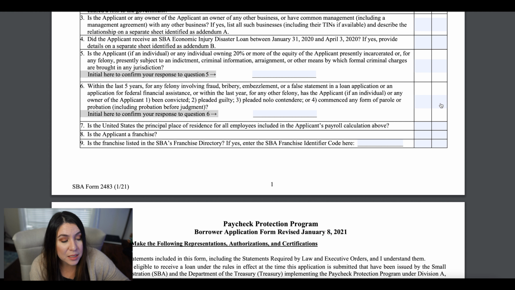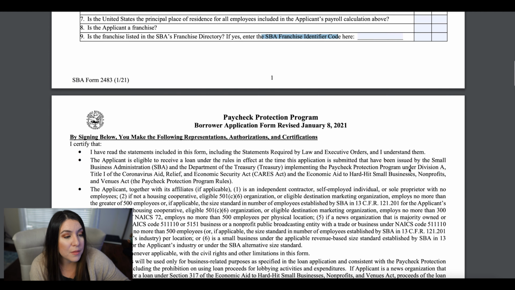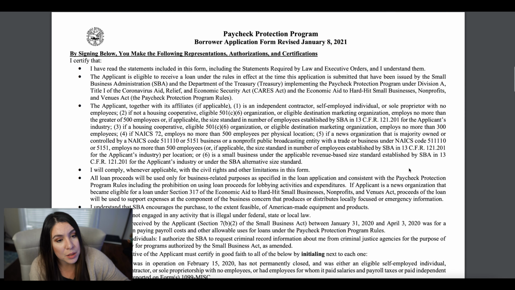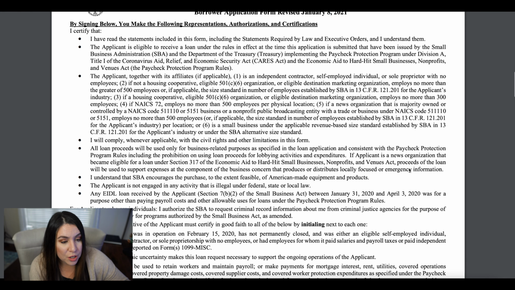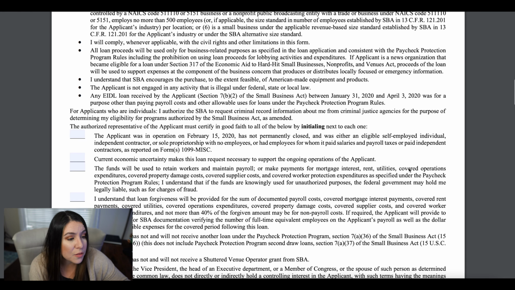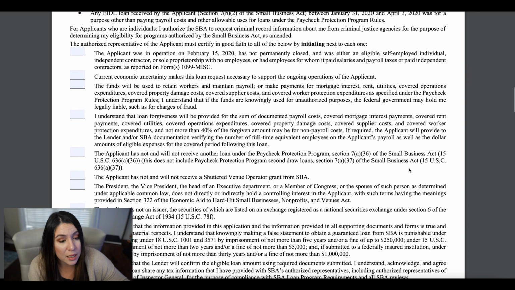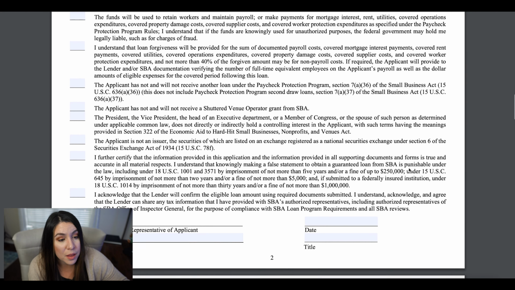Is the United States the principal place of residence for all employees included in the applicant's payroll calculation above? Yes or no. Is the applicant a franchise? Yes or no. And if it is, you need to list the SBA franchise identifier code, and then obviously that would be yes because you would have the code. Then you need to certify basically that all the information that you're providing is correct and within the law.